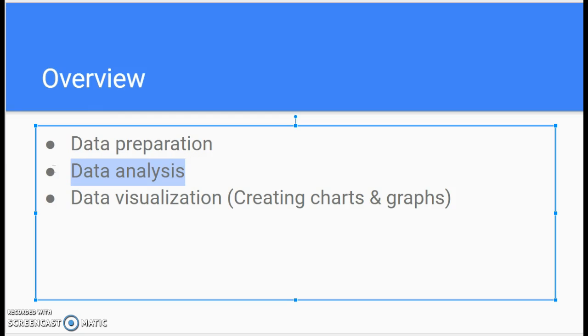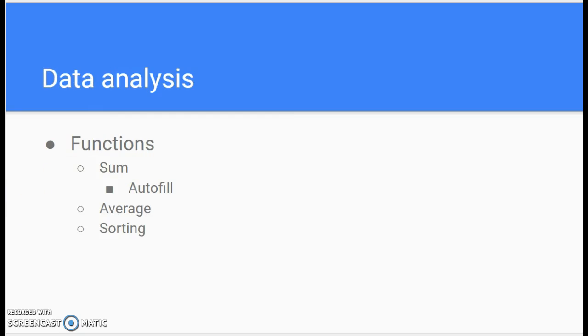You should already have your spreadsheet prepared with numbers put in each of the different cells. In this video, we're going to talk specifically about the different functions you can use in order to analyze your data. We're going to review the autofill that you can also use when you're using the functions button, and then we're going to also practice sorting our data.